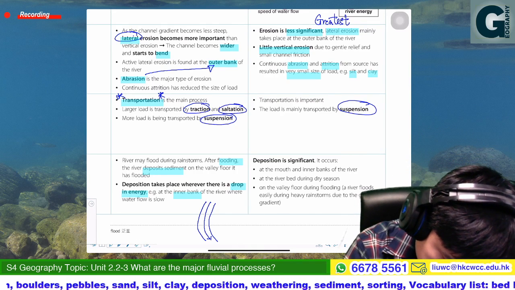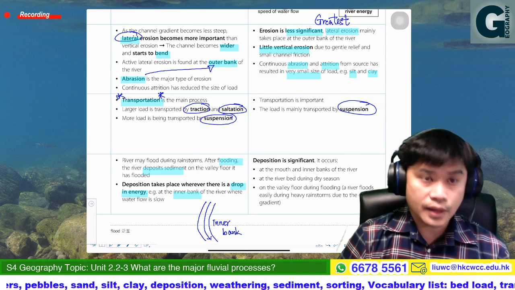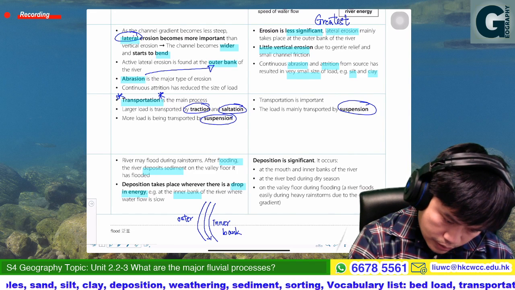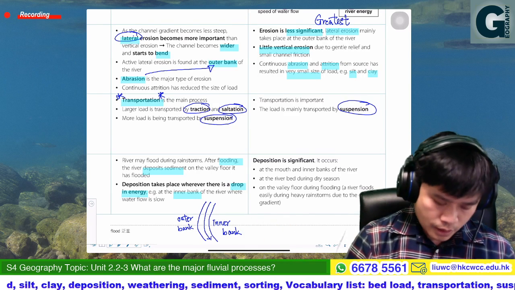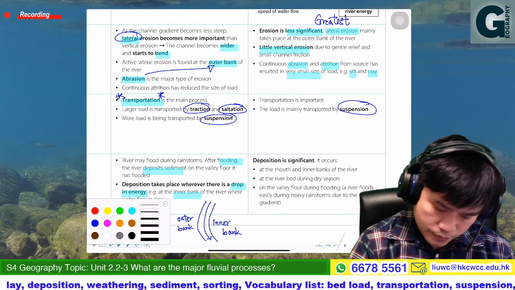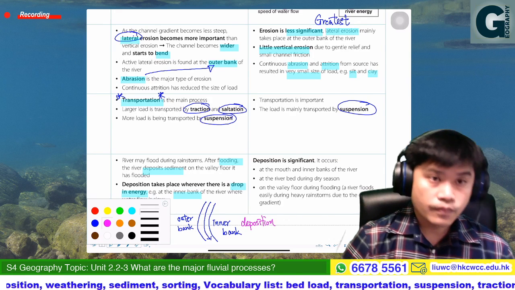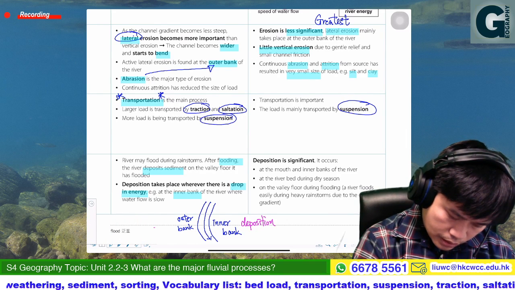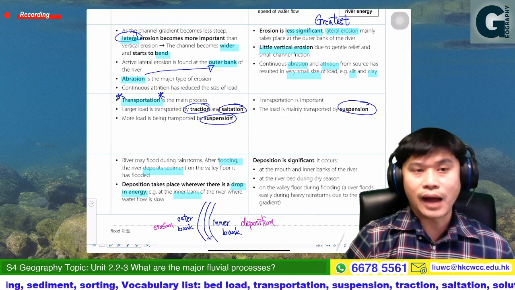Okay, here that would be the inner bank, there the outer bank. Just now I mentioned, an inner bank and an outer bank. Okay, for the inner bank, remember, there would be deposition. But for the outer bank, it will be erosion. Okay, the reasons, I'll explain it later.